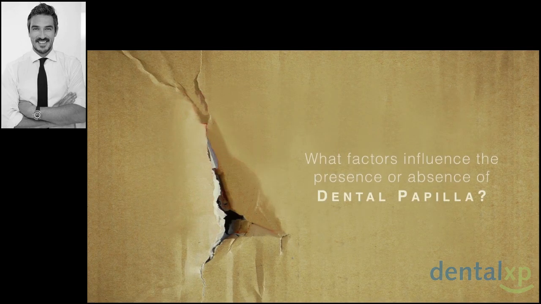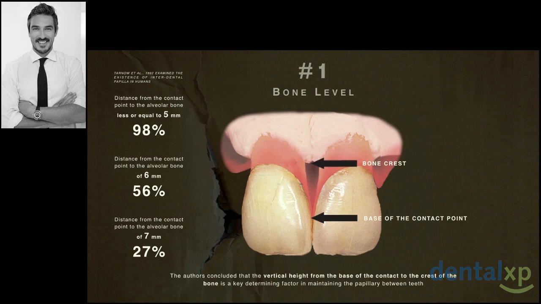So what factors will influence the presence or absence of dental papilla? Well, bone level is probably the most important and recognized factor. So Tarnow in 92, of course, he understood that over 98% of the times when we had 5 millimeters or less, we had papilla, and that number would decrease. I actually wasn't 100% certain of this in my day-to-day practice, so I'm very happy that I had to go back and study. I didn't know that 27% of the times, if you have 7 millimeters, you might have papilla. Because I was always fixed on just the 5 millimeters. So sometimes it's really good to go back and read the literature.